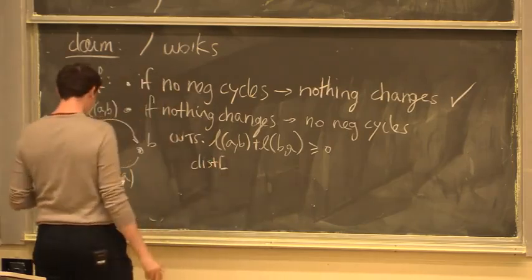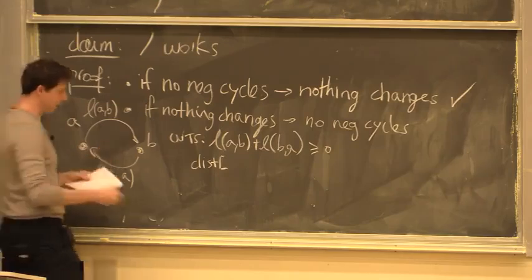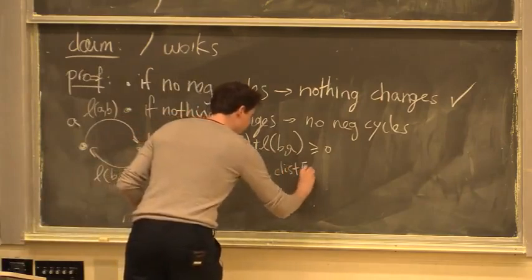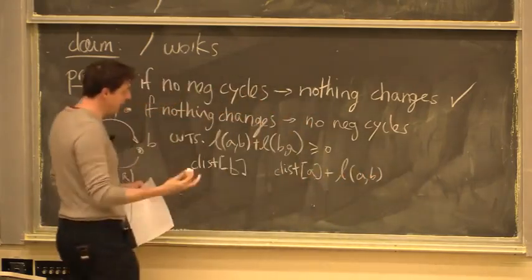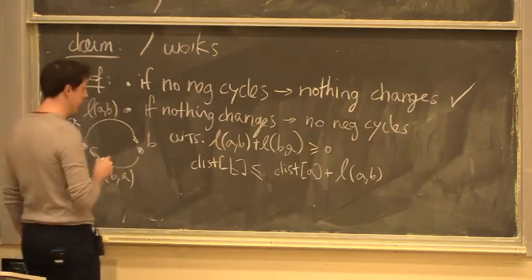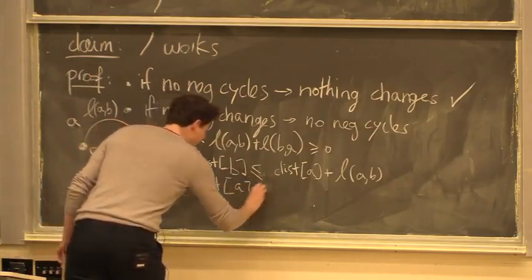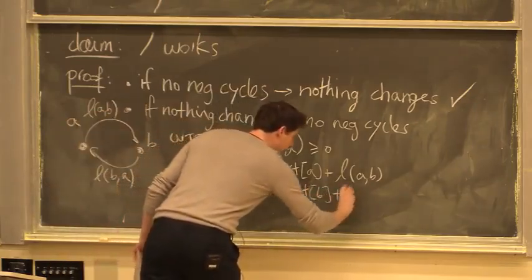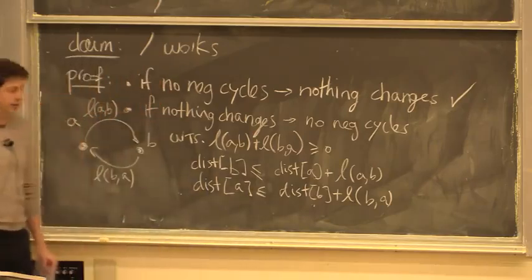distance, so let's say when I updated this edge, I compared the distance of B versus the distance of A plus LAB, and I didn't do anything because my distance was already better, right? This is when I was updating the edge AB. And when I was updating the edge BA, I compared the distance A against the distance of B plus the edge BA. And I didn't do anything because the distance of A was smaller, right?